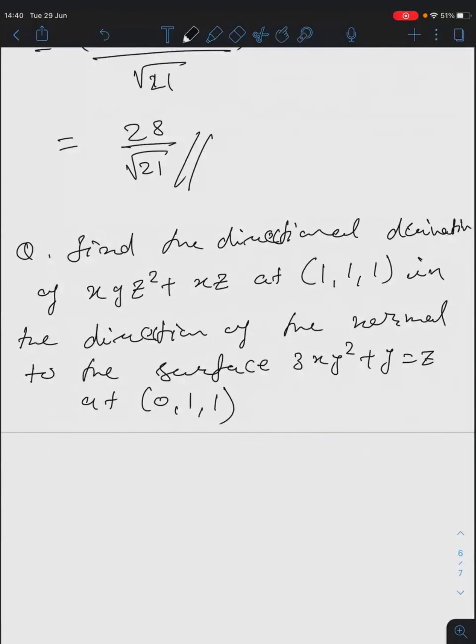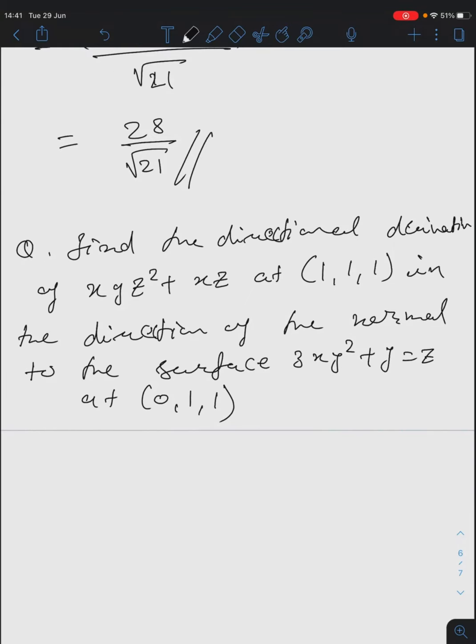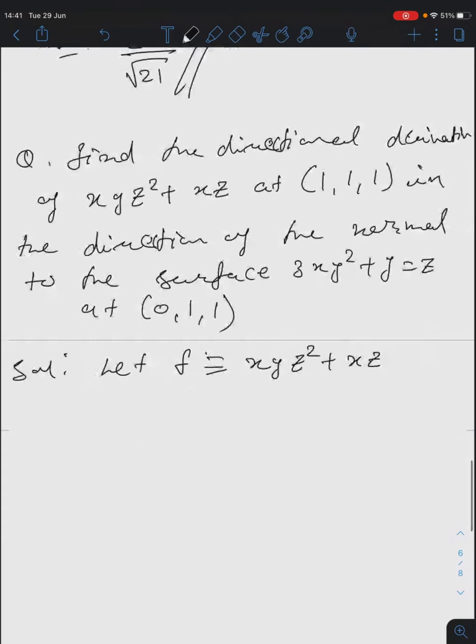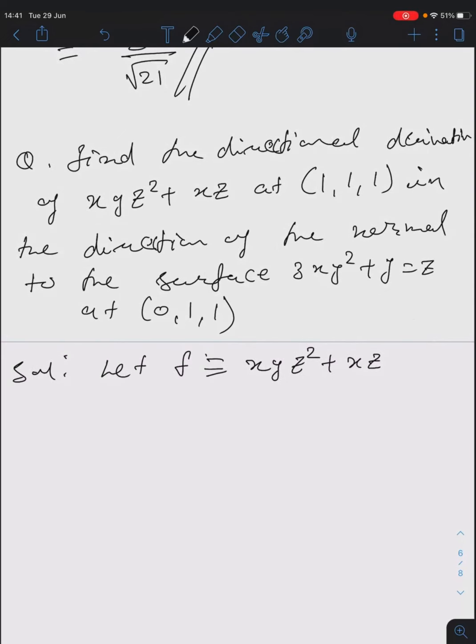So first you need to obtain a normal vector related to this surface. Once you obtain that vector, that will be your direction for which you need to calculate the directional derivative of this function. Okay, so let us write it. Suppose you assume f is equal to this function xyz square plus xz. Now since you will need a gradient of f, we will calculate that.